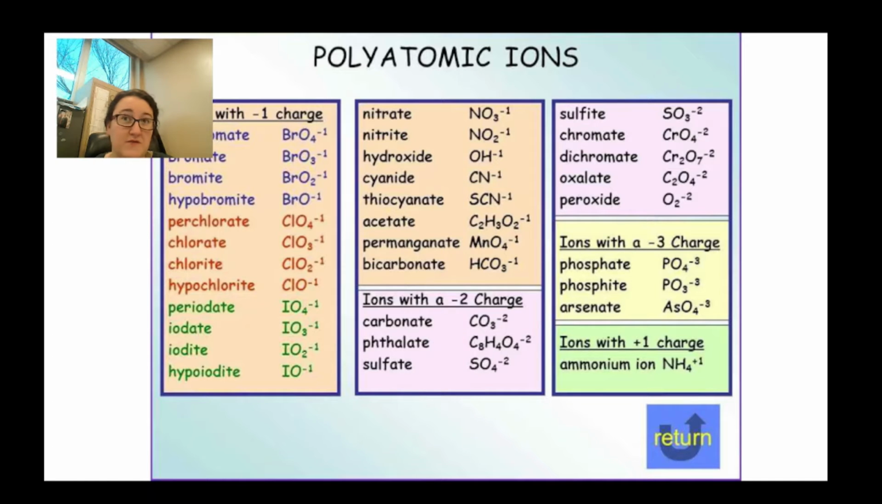Well, honestly, it's very simple. You just write down what the name is of that polyatomic ion. You don't have to change anything about a polyatomic ion. This on the screen is actually a couple examples of polyatomic ions. These are the ones you're going to see in class.